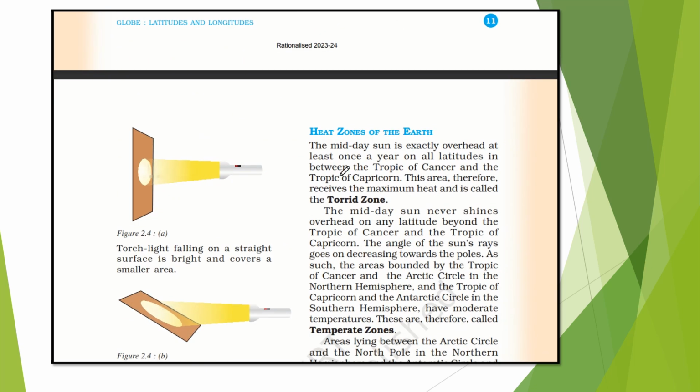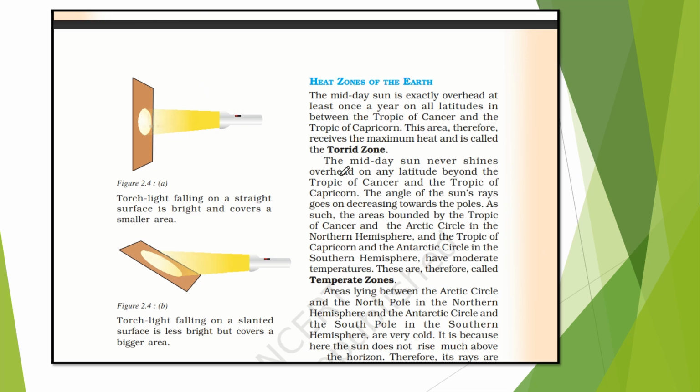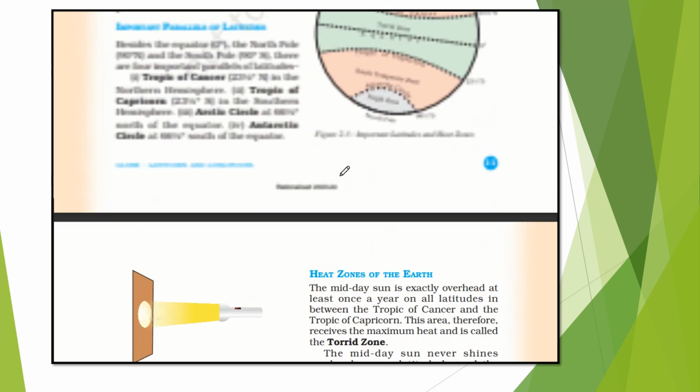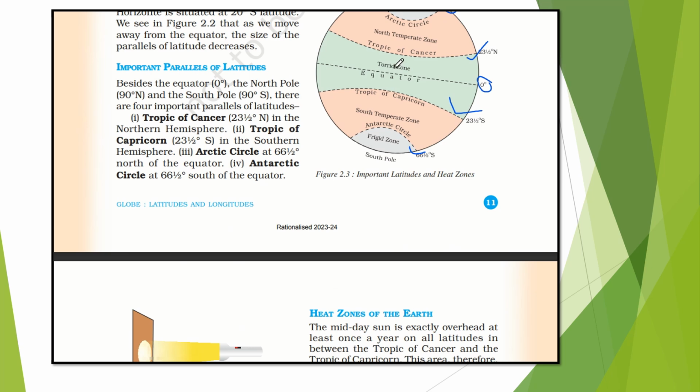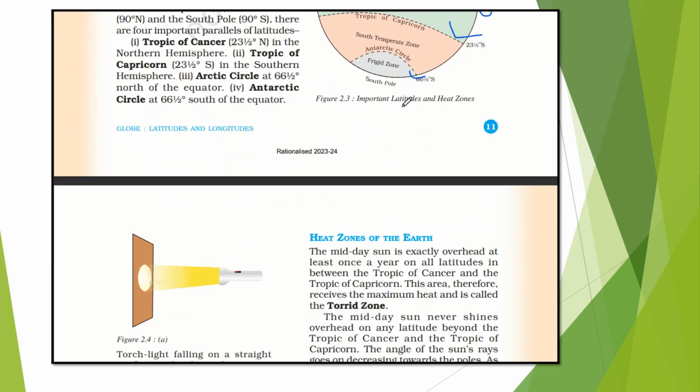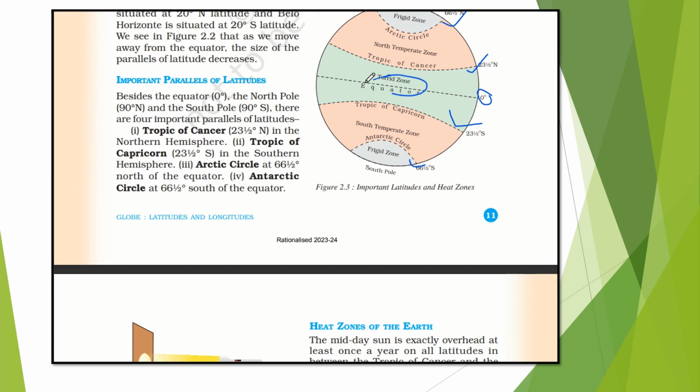Heat zones of the earth. The midday sun is exactly overhead at least once a year on the latitudes in between the Tropic of Cancer and the Tropic of Capricorn. This area receives the maximum heat and is called the torrid zone. Where is the torrid zone? Here. It is the area between the Tropic of Cancer and the Tropic of Capricorn, which shows the torrid zone.